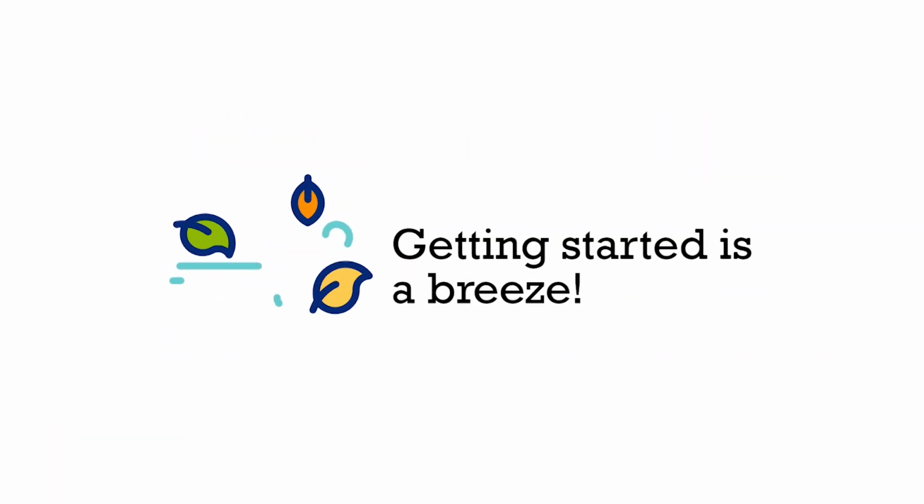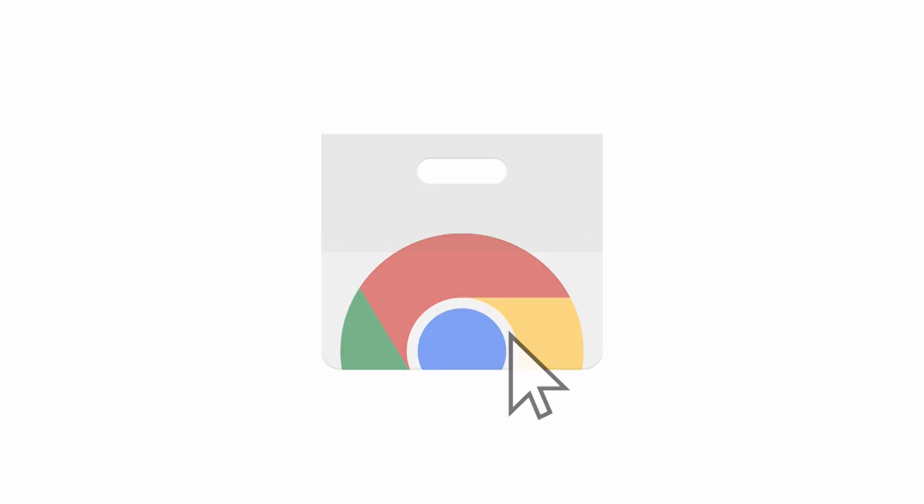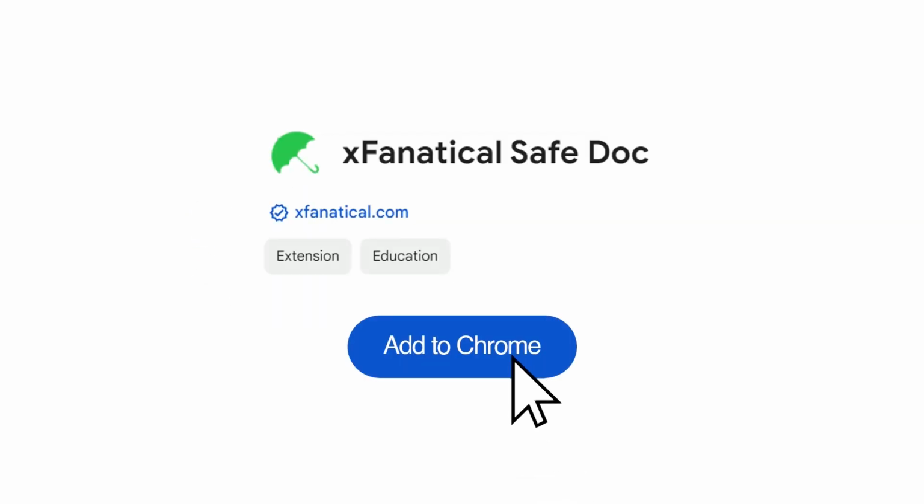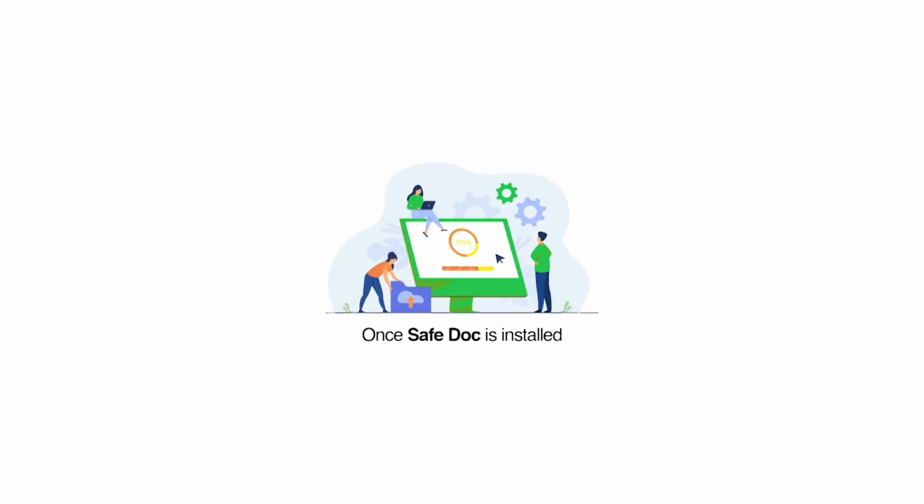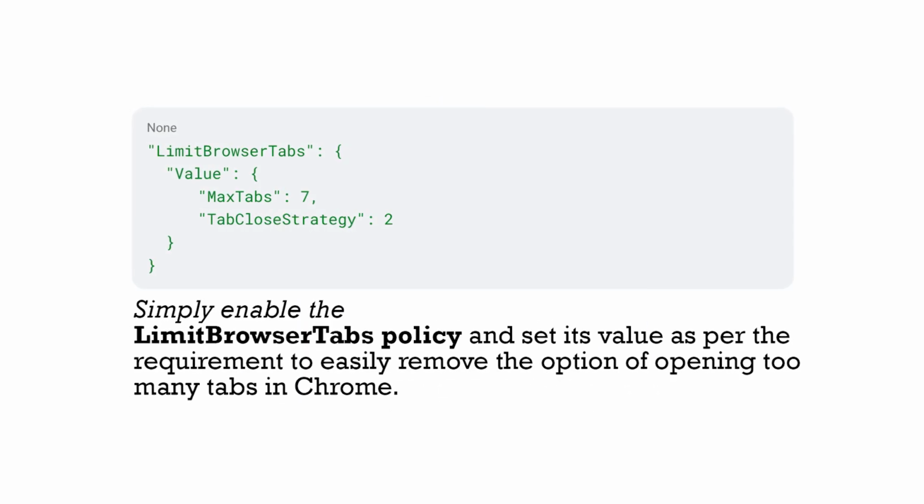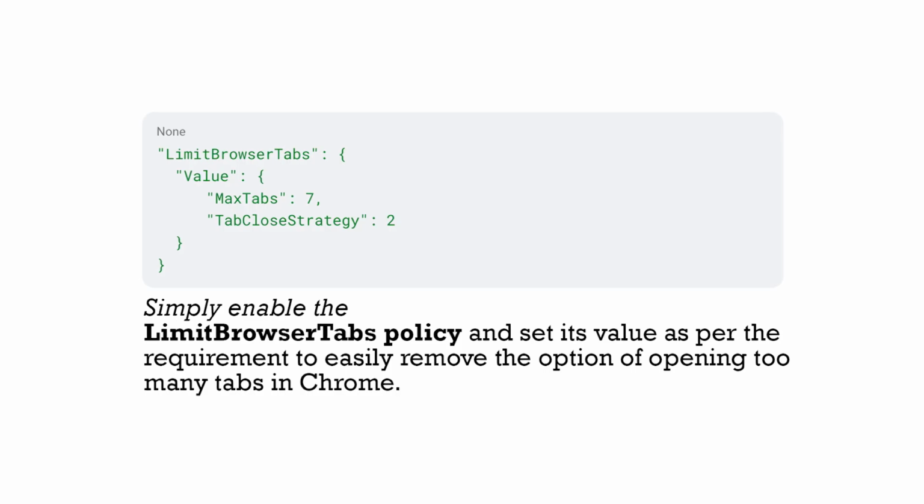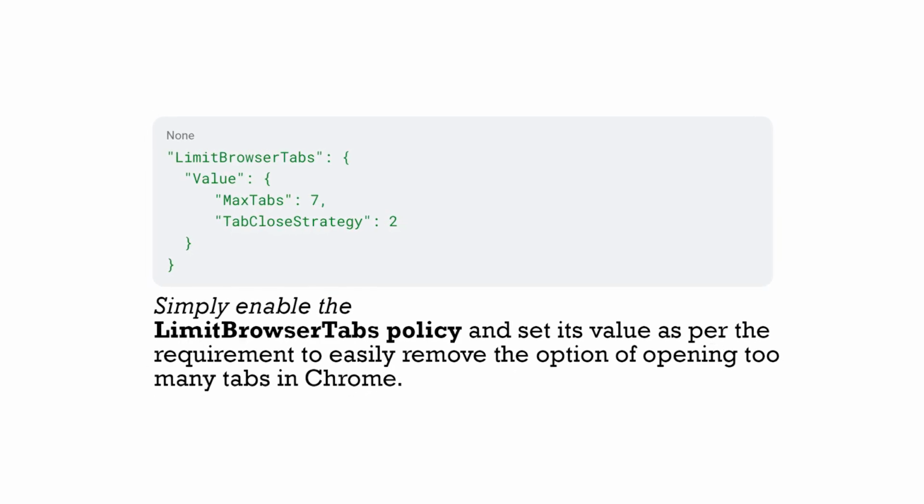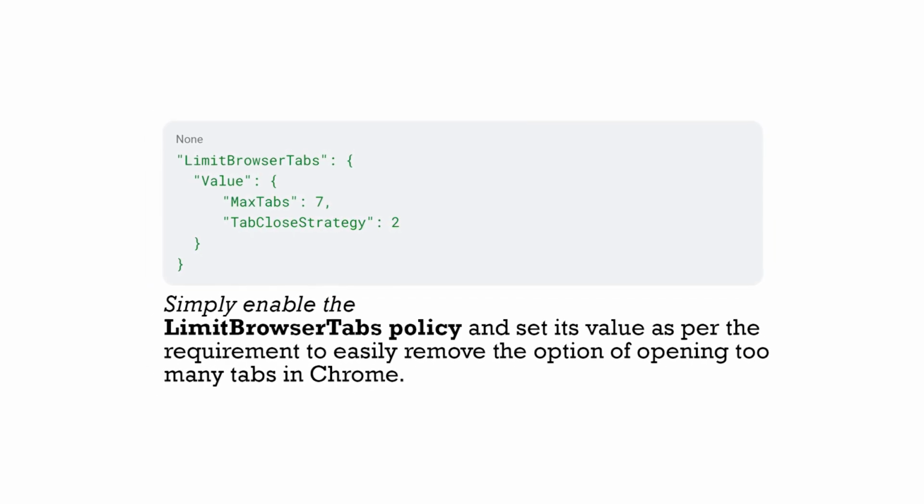Getting started is a breeze. Go to the Chrome Web Store page, search for SafeDock, then click Add to Chrome to add this extension. Once it is installed, simply enable the Limit Browser Tabs policy and set its value as per the requirement to easily remove the option of opening too many tabs in Chrome.